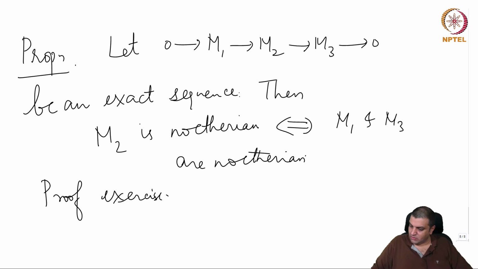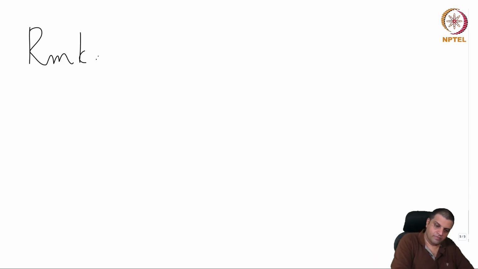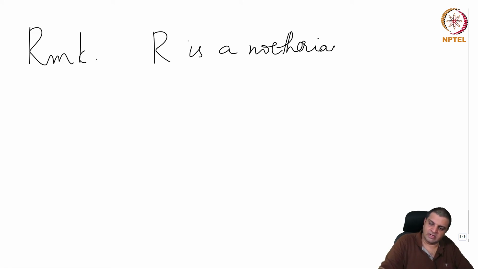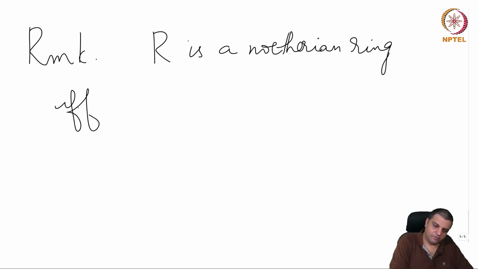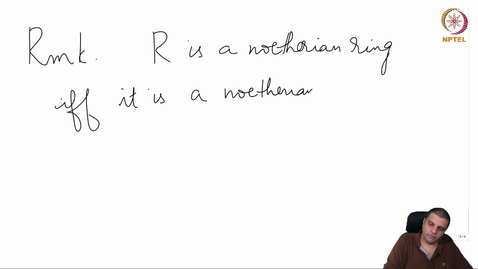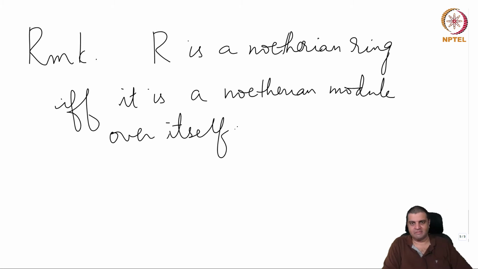Okay, so now just one remark. R is a Noetherian ring, which is something that we defined a while ago to mean that every ideal is finitely generated, if and only if it is a Noetherian module over itself. I mean, if you consider it as a module over itself, then it is a Noetherian module. That's because the R-submodules of R are precisely the ideals. Okay.